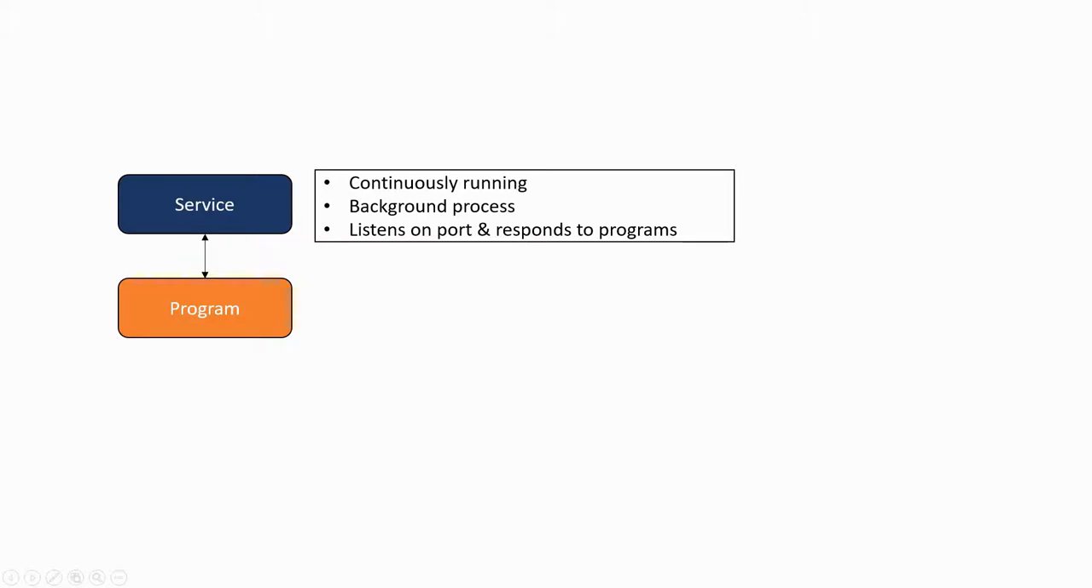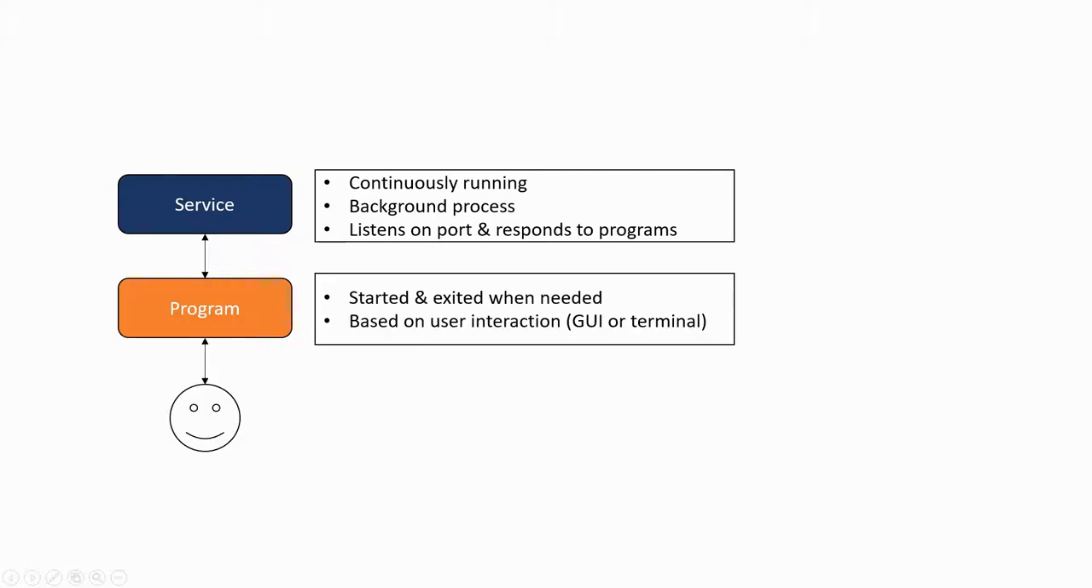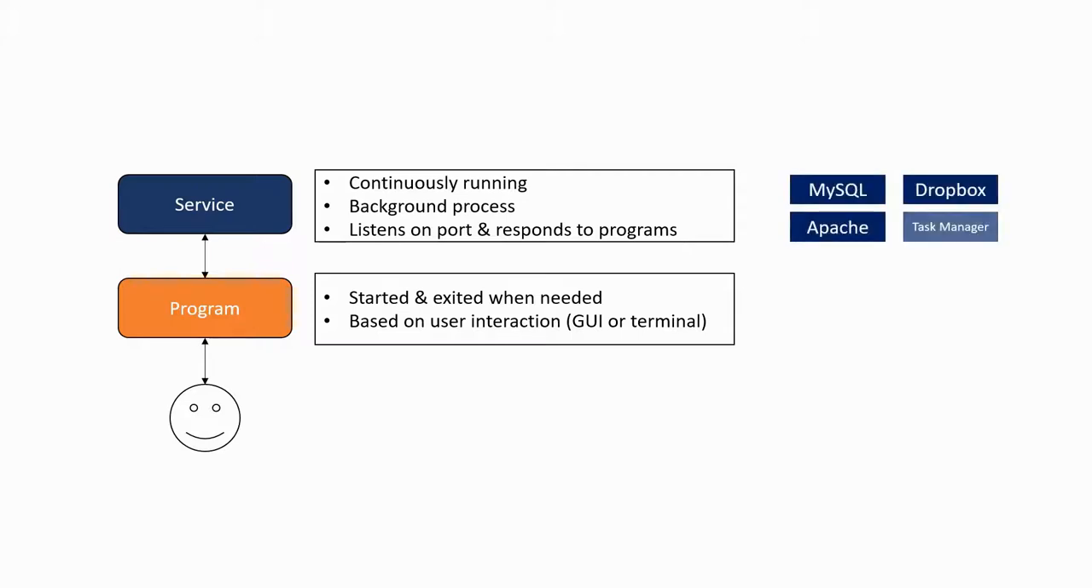A DBMS is generally referred to as a service, as opposed to a normal program. A service is a special type of program that is continuously running on the computer as a background process. It generally responds to events generated by other programs, while normal programs respond to user interaction. Typical services include DBMS like MySQL, but also web servers like Apache, synchronization tools like Dropbox, or the Windows Task Manager.